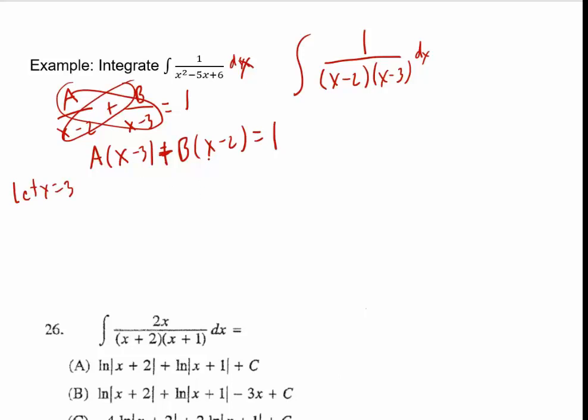When I plug in 3 here, I get 3 minus 2 is 1 times B is B, so I just get B is equal to 1. And that's my answer for B right away. And then I'm going to let x equal, and you can probably look ahead and see that x is going to be equal to 2 in this case.